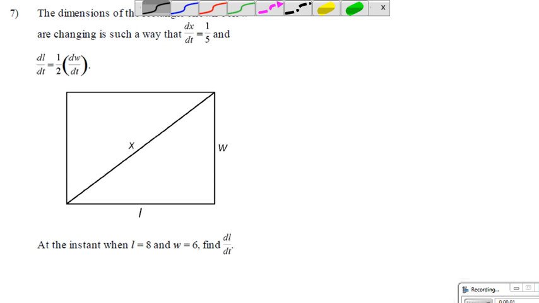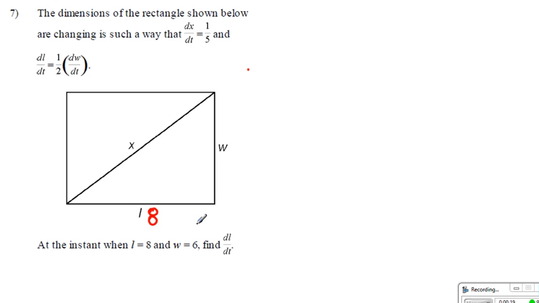We're going to be looking at the related rates second part review. So here it goes. Here we have a rectangle, and dx/dt is 1/5. That's what we see right over here. And dl/dt is 1/2 of dw/dt. Now they gave us the length is equal to 8 right over here, and width is equal to 6. That tells us that x must be equal to 10 right away.